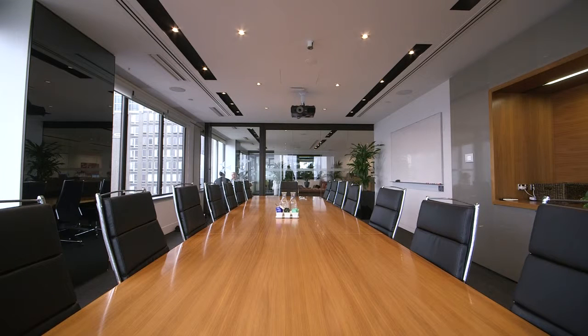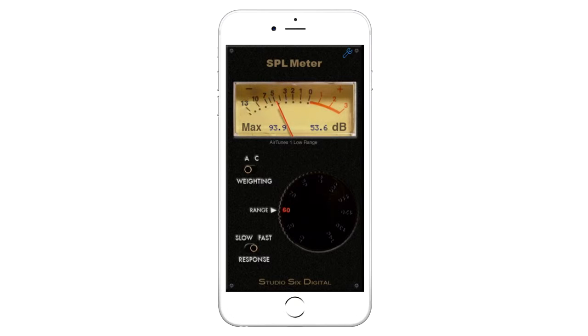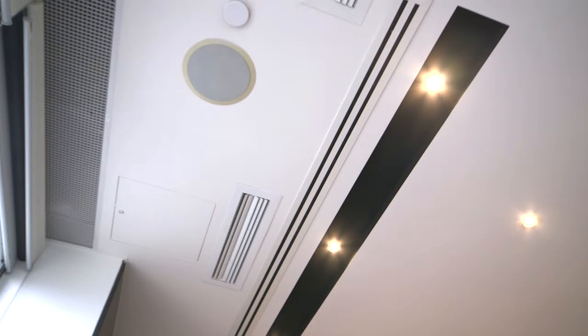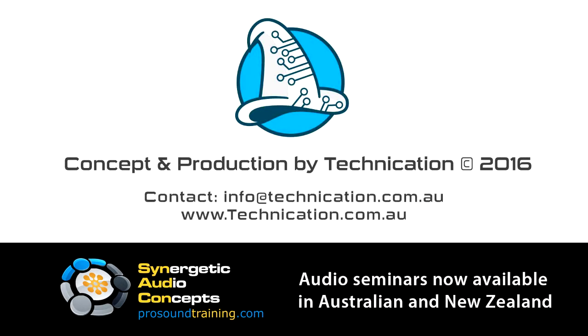So how does the noise level in your conference room compare? Remember, you can easily measure the noise level using free apps for most smartphones, and reducing the noise could have a major impact on the quality of your conferences. If you think your room looks or sounds like it may have a noise problem, talk to your AV system integrator or acoustic consultant about how it can be improved.